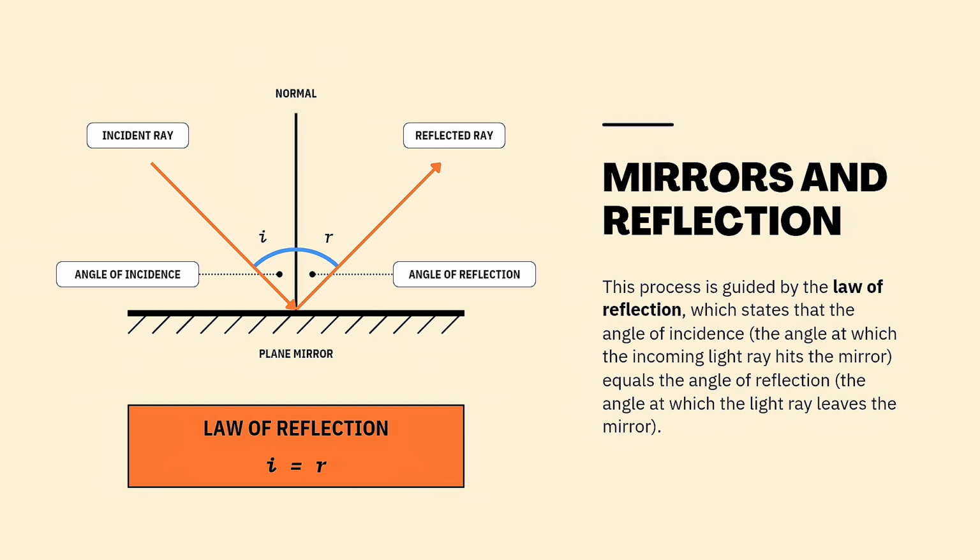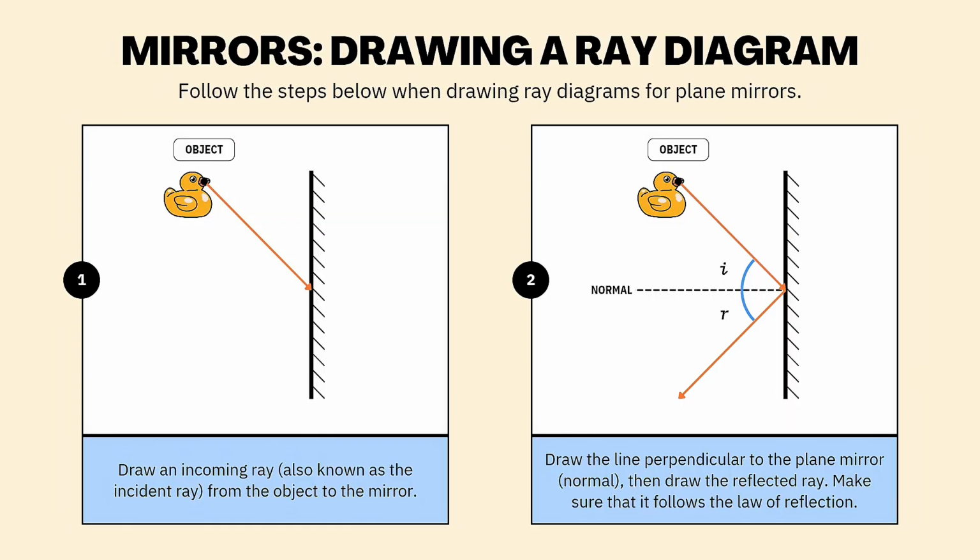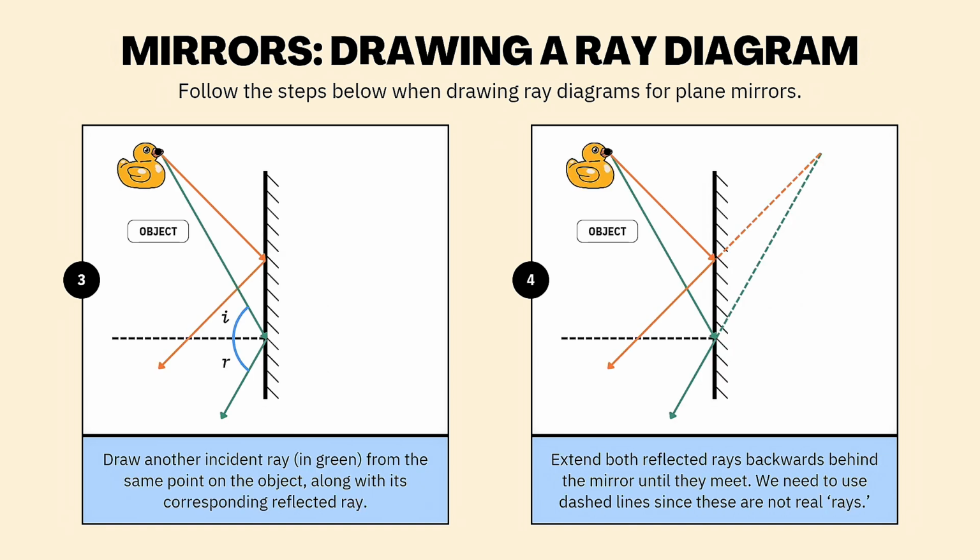Now let us learn how to draw a ray diagram for a plane mirror. First, draw the object in front of the plane mirror. Then, draw an incident ray traveling from the object towards the mirror. Next, draw the normal line at the point where the ray touches the mirror. After that, draw the reflected ray in such a way that it follows the law of reflection. Now, draw another incident ray from the same point on the object and also draw its reflected ray.